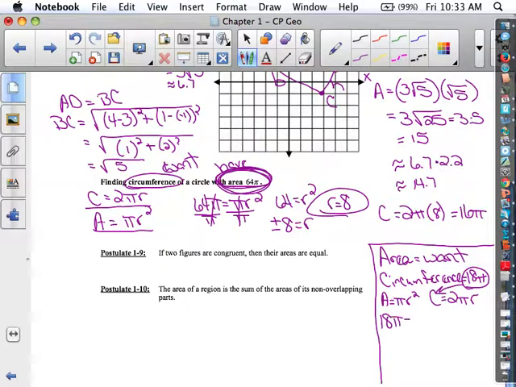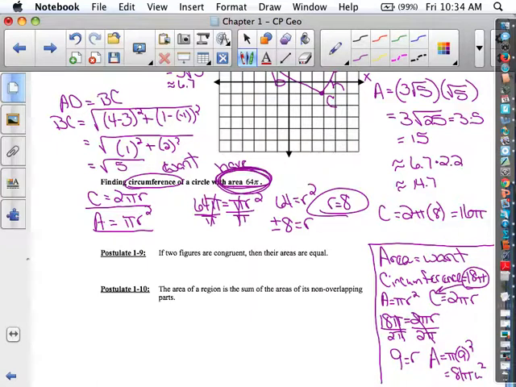18 pi is equal to 2 pi r. Now I'm solving for r, so I'll divide both sides by 2 pi. The pi's cancel. 18 divided by 2 is 9. That gives me a radius of 9. And then I can substitute that in and find the area. The area is equal to pi times the radius squared. So my area is 81 pi units squared. Okay? And we'll practice more of those.